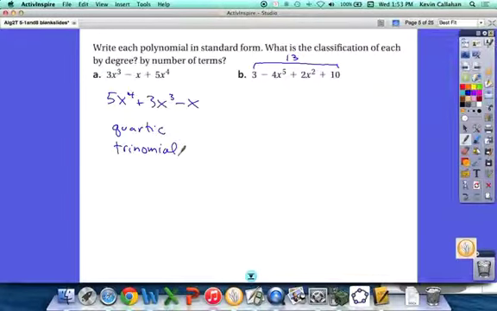Okay, what's this one look like when I put it in standard form? Negative 4x to the 5th plus 2x squared plus 13. Okay, classify that one by degree and number of terms. Quintic trinomial.